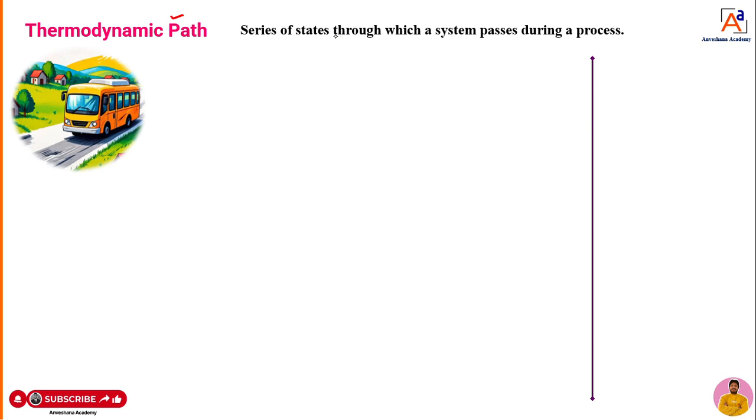A series of states through which a system passes during a process is known as a thermodynamic path. I repeat, a series of states through which a system passes during a process, that is known as a thermodynamic path.